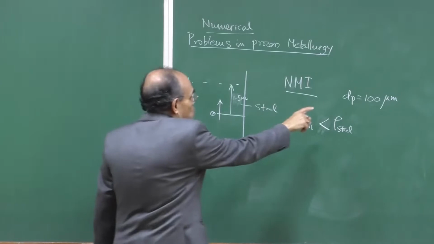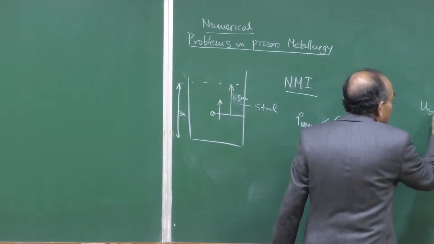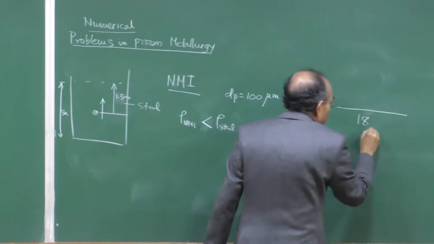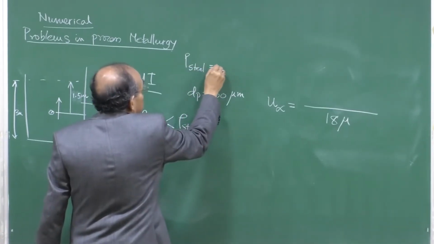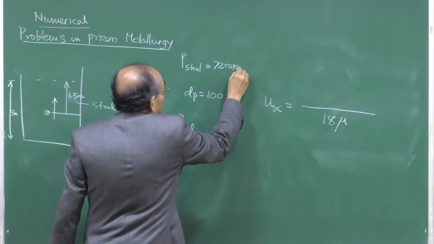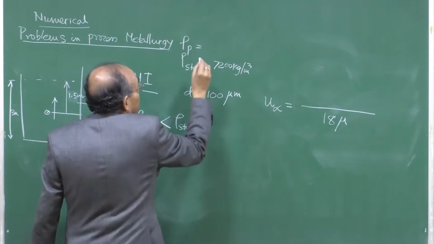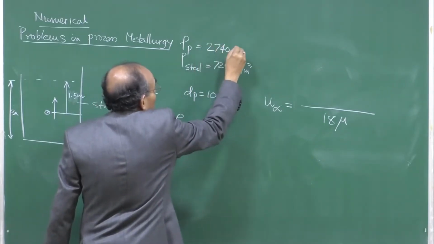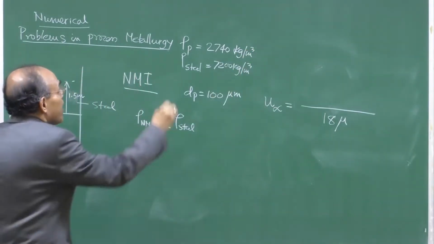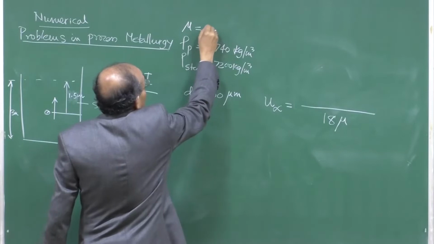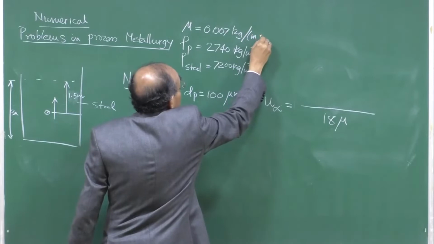Because this is a small particle, I can calculate the terminal rise velocity, which is given by 18 mu in the denominator. Rho steel is given as 7200 kg per meter cube, rho particle for the non-metallic inclusion is given as 2740 kg per meter cube, everything I am trying to put in SI units, and the viscosity of the fluid is given to be 0.007 kg per meter second.